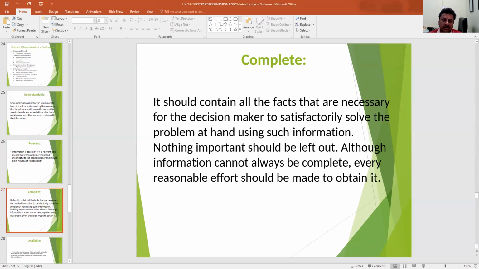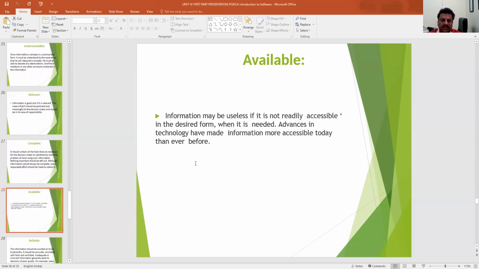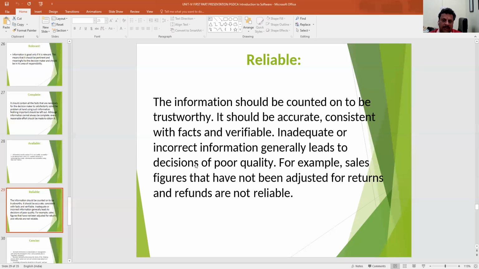Complete: it should be complete information. Half-baked information is of no use to the user. Available: it should be readily available. If it is not readily available or accessible, then it has no use. It should be reliable, as per the given context or situation. The information should be reliable, that means it should be accurate, consistent with the facts, and verifiable. Inadequate or inaccurate information generally leads to poor decisions.